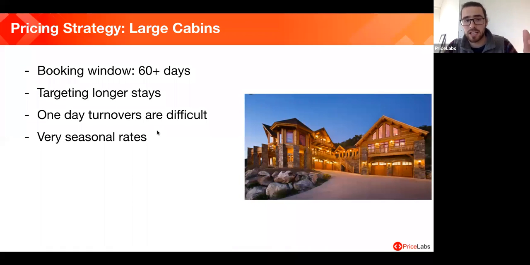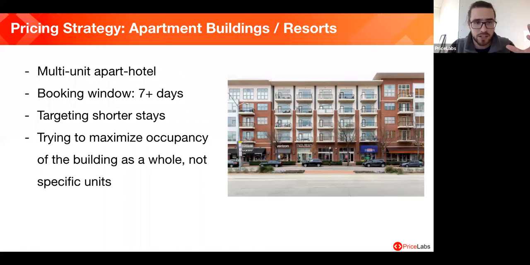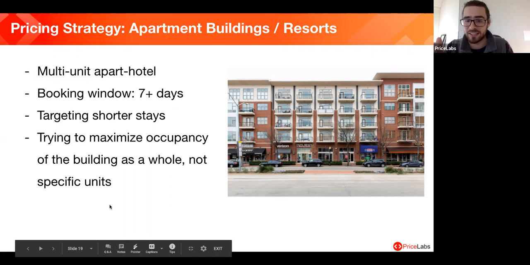Perfect. So that was a description of what managing a larger property would look like. I also wanted to give a quick view of managing something like an apartment building or a resort. In this scenario, we're talking about a smaller listing, more of an urban environment. Here, we're specifically talking about a multi-unit listing, an apart-hotel vibe, where maybe you have 10 units within the same building and you need similar pricing. Your goal is, of course, to maximize the occupancy and the revenue from the building as a whole, and less so those specific units within the building.